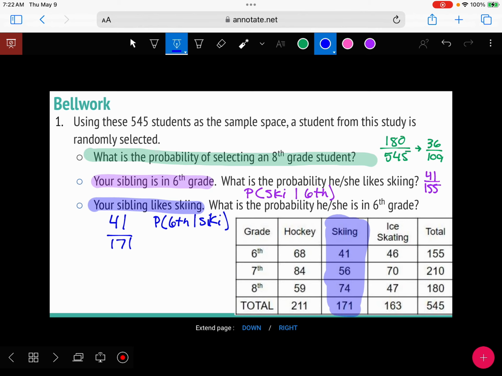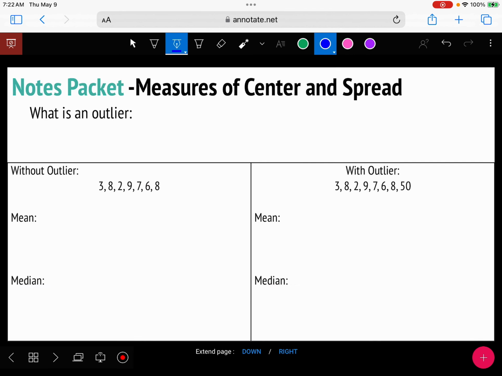Okie dokie, artichoke. So we're going to do our last set of data, our last set of notes. We're on page 18. And we're going to talk about outliers today and when we will use median and when we'll use mean, because both of those things find the middle. They just find the middle in different ways.